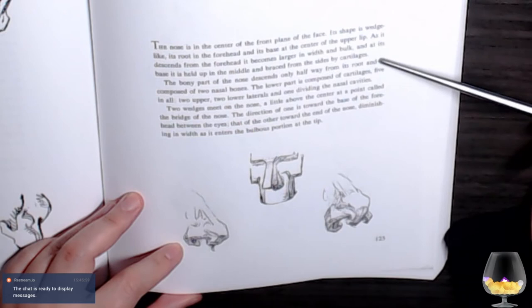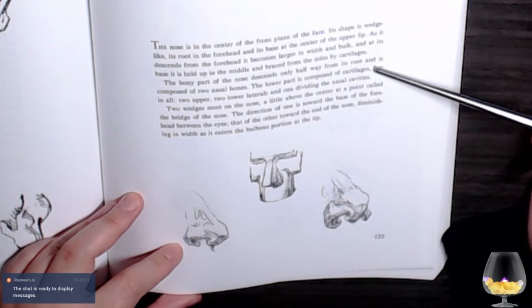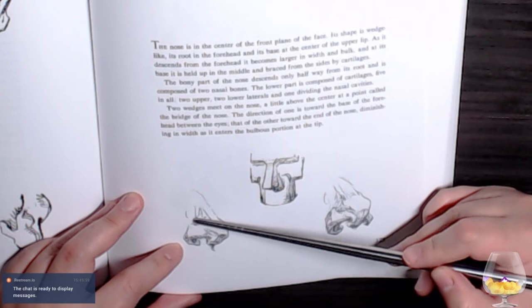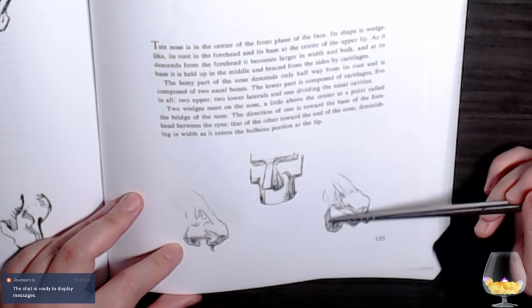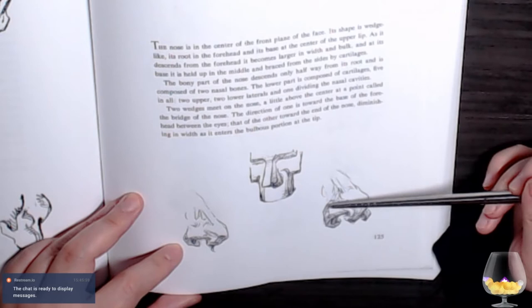And is held in the middle and braced from the sides by cartilages. The bony part of the nose descends only halfway from its root and is composed of two nasal bones. I think they're talking about this part. The lower part is composed of cartilages, which is the nostrils, five in all, two upper, two lower laterals, and one dividing the nasal cavity. Okay, so I think they're talking about upper, lower, lower, and then the septum.